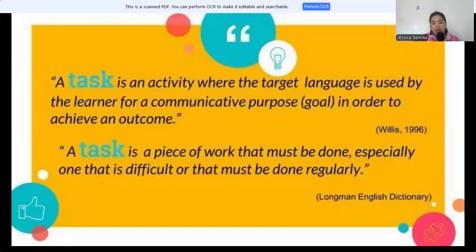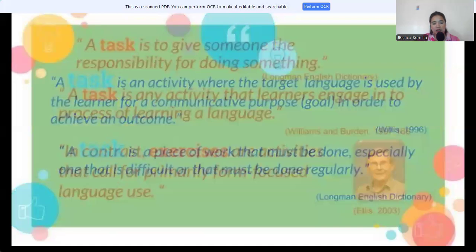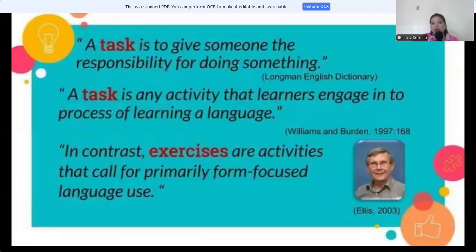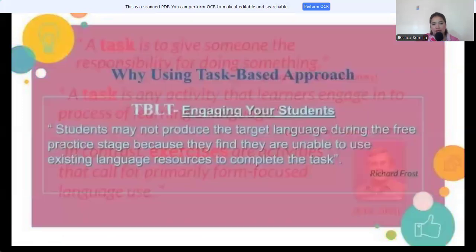And it should be done regularly. So a task is giving someone the responsibility for doing something. They are engaged in the process of learning the language, and there are so many exercises and activities that call for letting the students utilize the language itself.